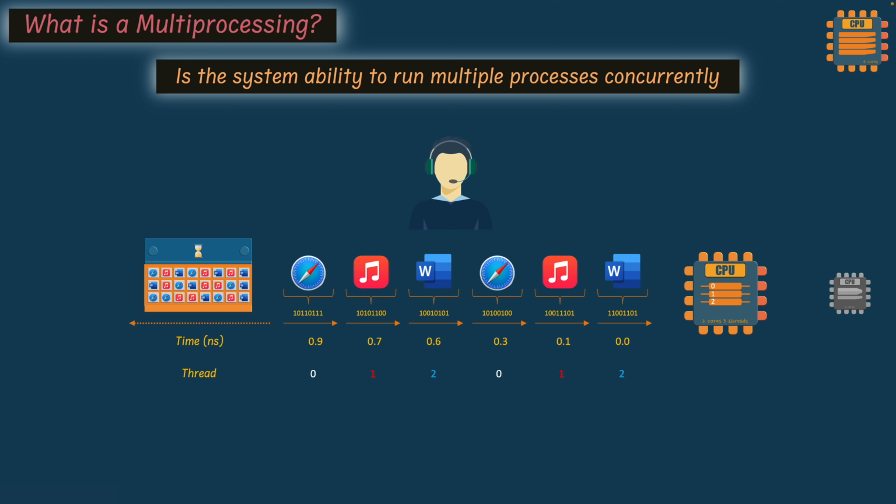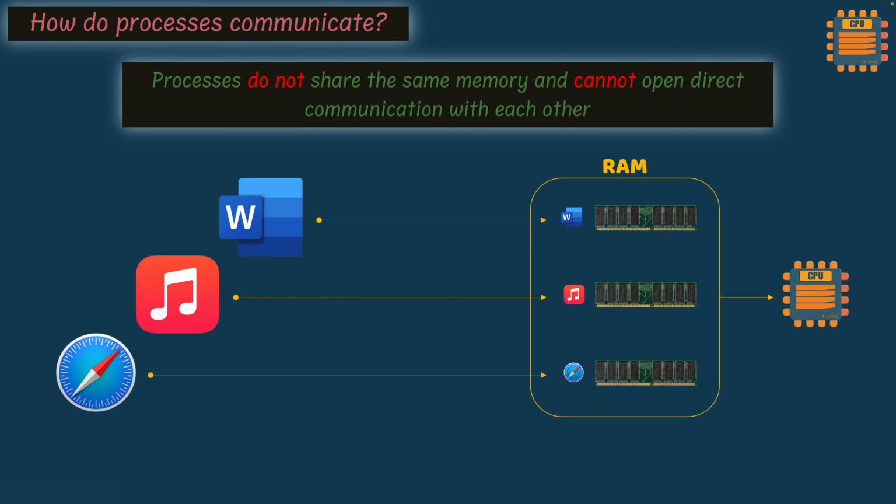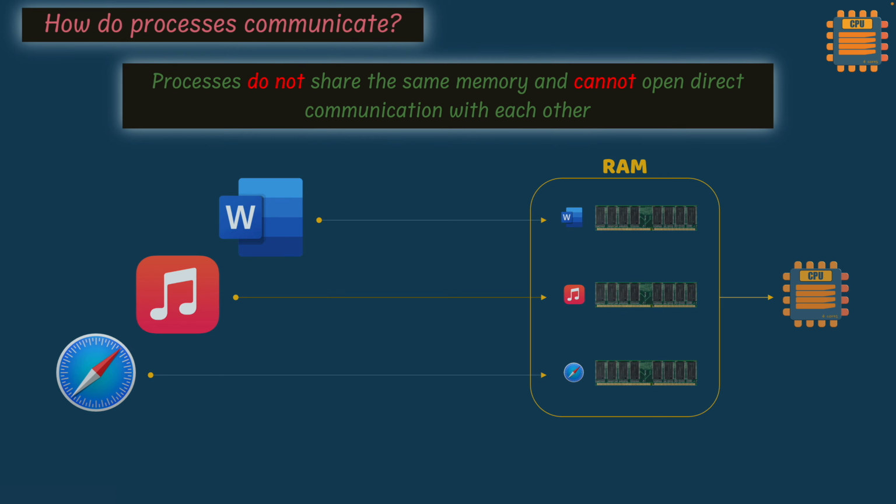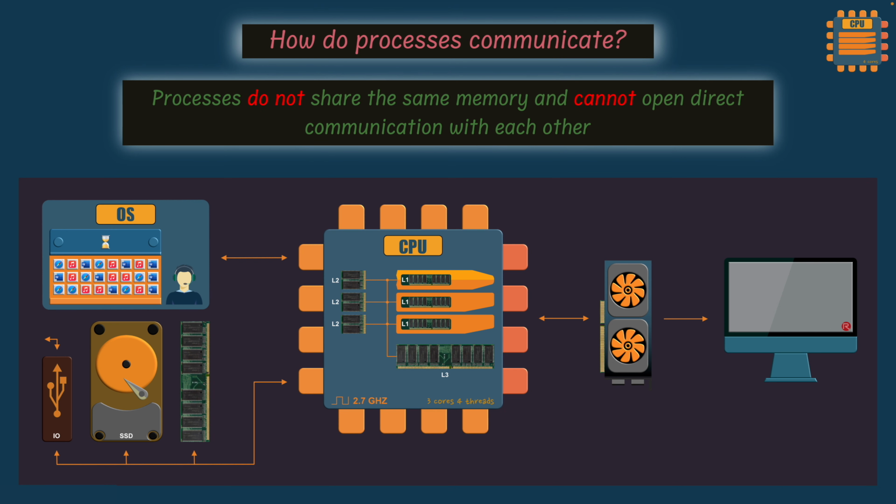I hope by now I have successfully simulated for you how processes are concurrently processed in a multi-threading environment. Now let's explore how processes communicate. As mentioned earlier, processes do not share the same memory and cannot establish direct communication with each other. Let's delve into what this entails in the next image.